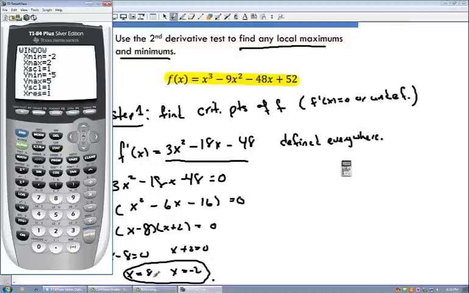And now my window, the way you make your window is this is your critical points for 8 and -2. So I'd probably do -3 and 9. Just go a little bit to the left and a little bit to the right, and then zoom fit it. And you should get a pretty good picture. And hopefully it's good enough that you can see where the local minimum, local maximums do occur.